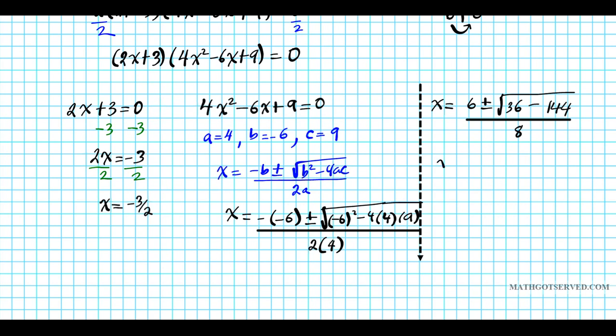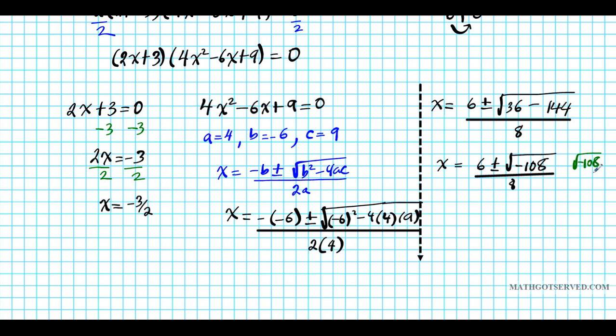All right, let's go ahead and simplify further. We have x equals 6 plus or minus the square root of 36 minus 144, which is negative 108, and that divided by 8. All right, let's go ahead and simplify this radical right here. I can do that on the side. So we want to simplify the radical piece here, the square root of negative 108. So let's do that on the side. Root negative 108.